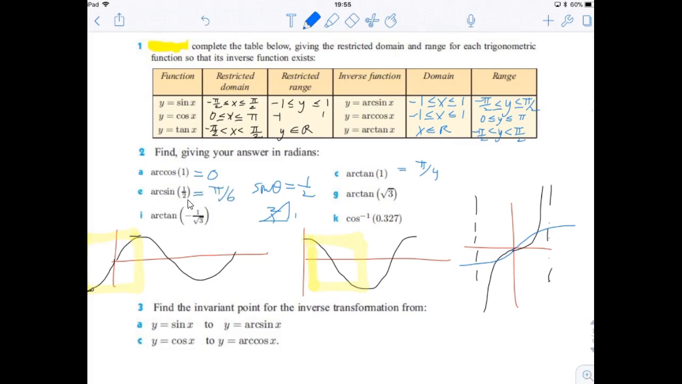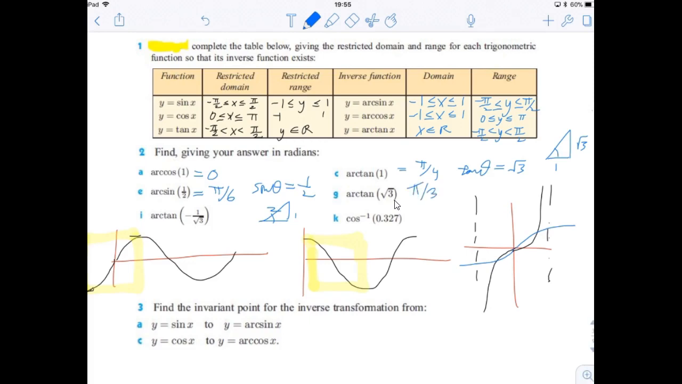Okay. What about G? Arctangent of the square root of 3. So in this case, we're looking for a triangle that has a tangent of square root of 3. And if I drew that triangle, opposite over adjacent, that means the opposite is square root of 3 and the adjacent is 1. So that would be a 30, 60, 90 triangle, except one that's taller than it is wide. So basically that would be a 60-degree angle, which is pi over 3.